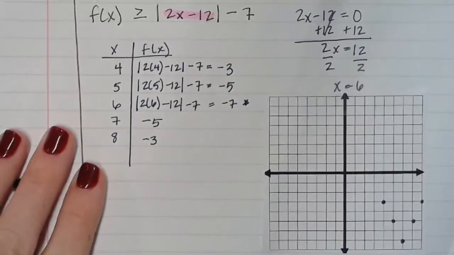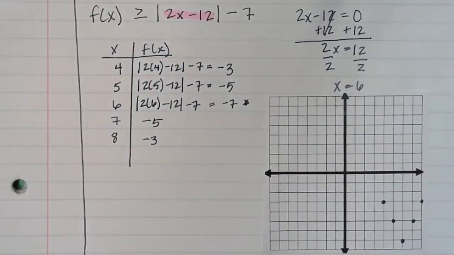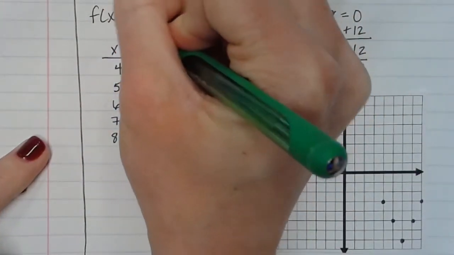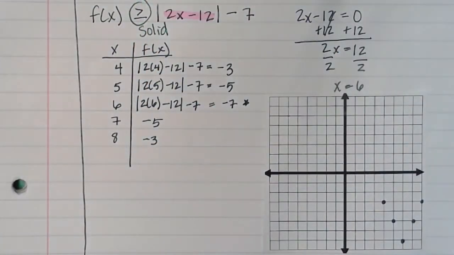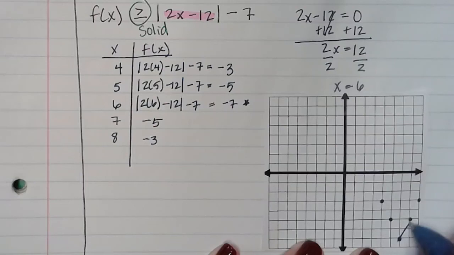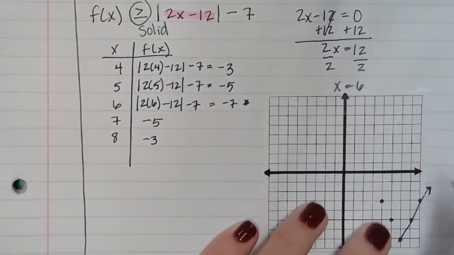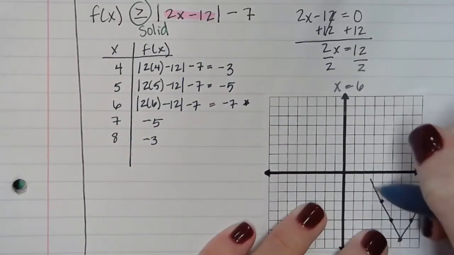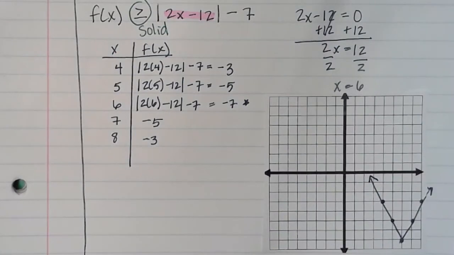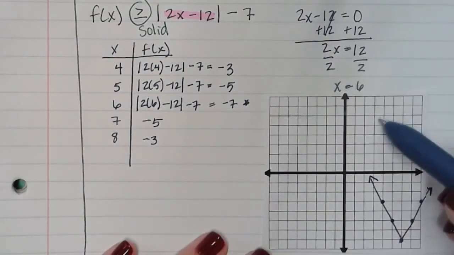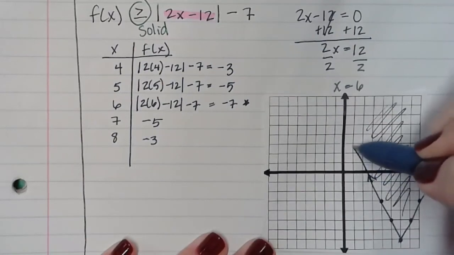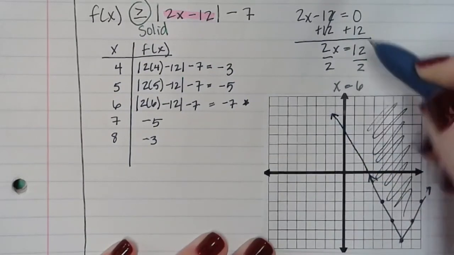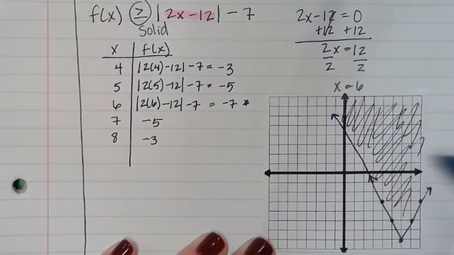All right, now looking at our inequality symbol here, it's going to be a solid line. So we'll just connect the dots like normal. And it's greater than, so we're going to shade above. So that's all of this above the line. Now if this line extended, we would have this boundary right here. So everything above would be inside the V.